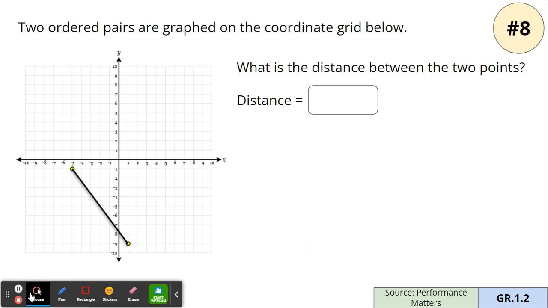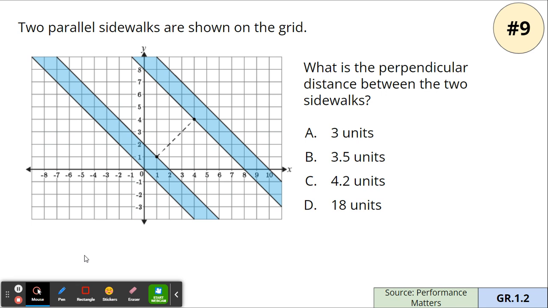Okay, moving on to number 9. Another application of the Pythagorean Theorem. Two parallel sidewalks are shown in the grid. What is the perpendicular distance between the two sidewalks? When we say perpendicular distance, we are looking for this one, our C. Why C? Because as you can see, we can form a right triangle out of that. This is our right angle.